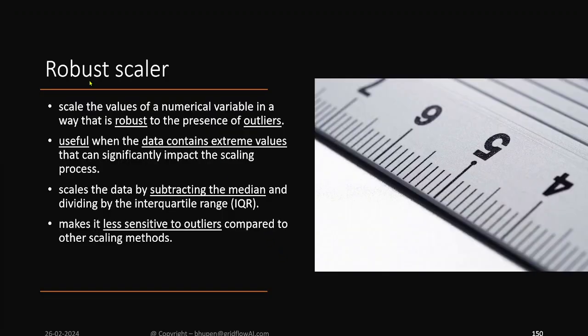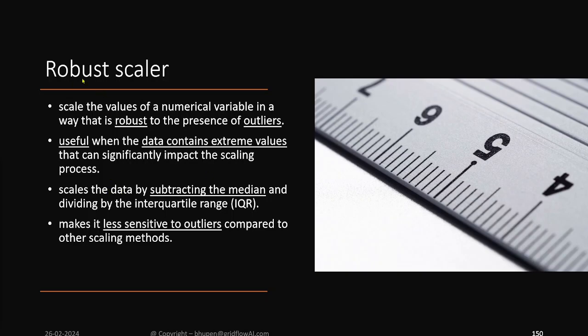Let's talk about one more method, which is kind of the best of the two. In this particular case, we are going to scale the numerical variable in a way that it is not impacted by extreme values or outliers. This is useful when the data contains some extreme values or you're not sure if the data really contains extreme values. So in that case, robust scalar would be used.